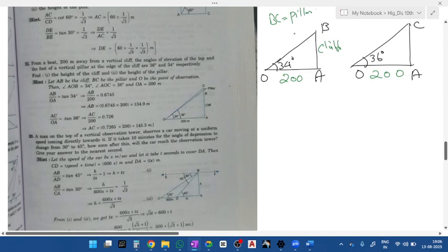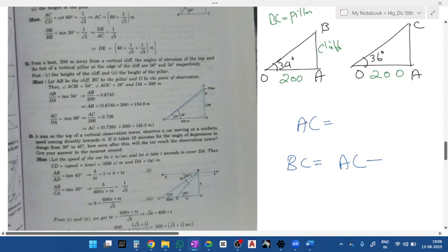So what are the two values we need? If you want to find BC, how can we find BC, students? If you want to find BC, which one do you have to find first? What's the total value? AC minus what? Tell me, Naomi. AC minus, I've already written.